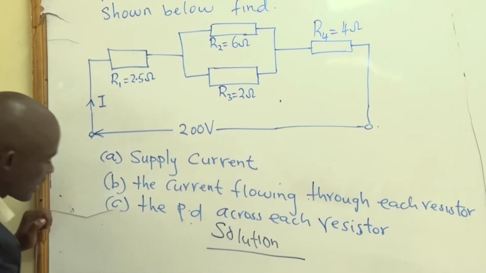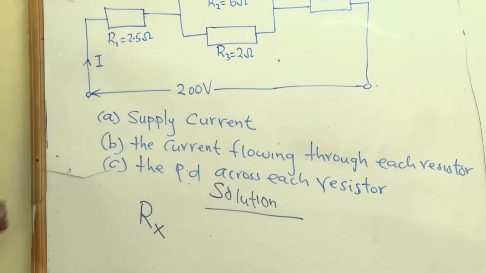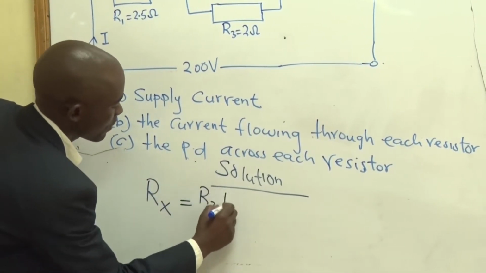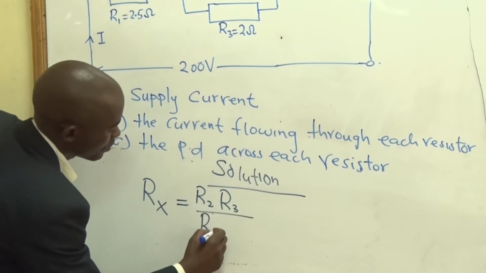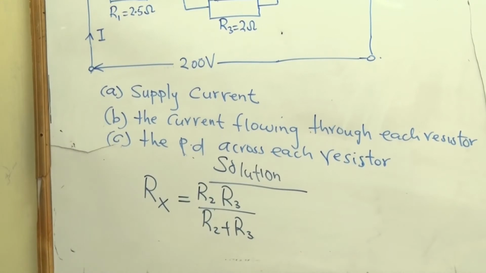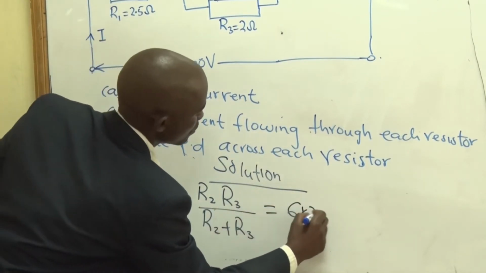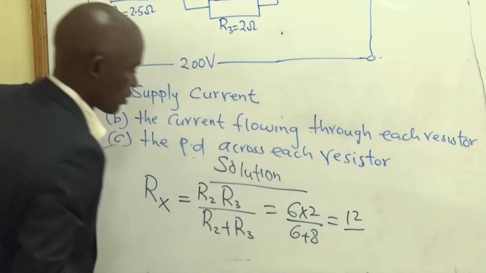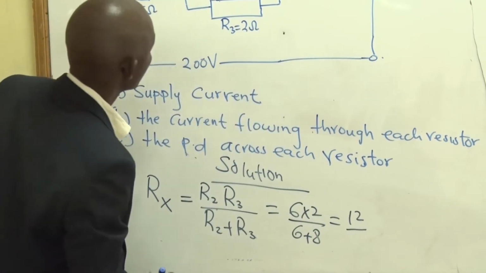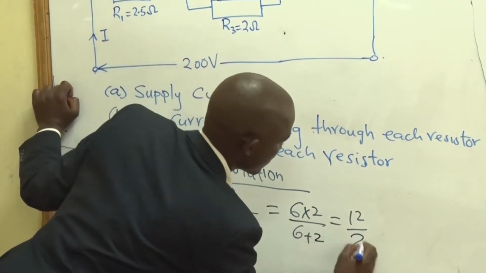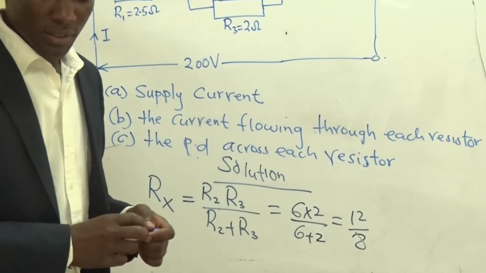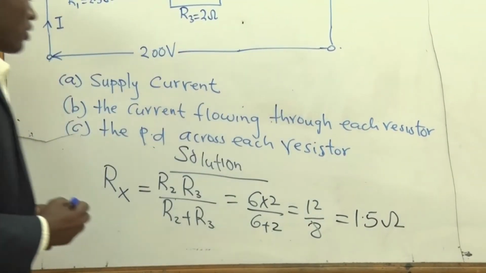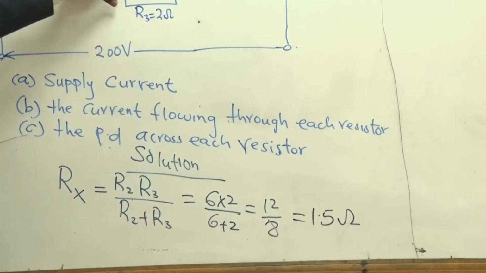Product sum method. I will say the combined resistance of the two resistors in parallel is Rx, which will be equal to the product over the sum, that is R2 multiplied by R3 divided by R2 plus R3. That is what I'm calling the product sum method. So this will be the same as 6 times 2 divided by 6 plus 2. This is the same as 12 over 8, and once you divide that, you will get 1.5 ohms. So 1.5 ohms is the resistance for the two resistors connected in parallel.